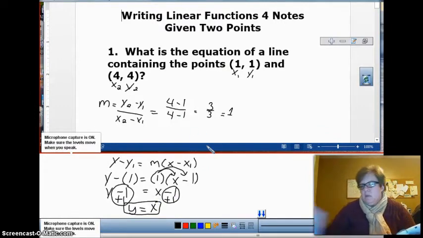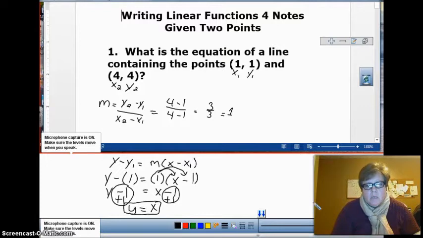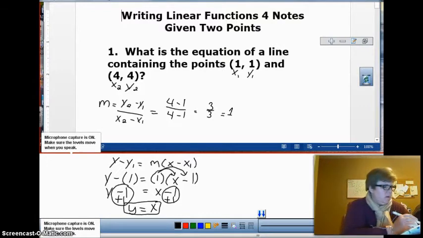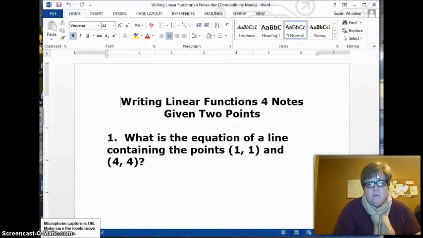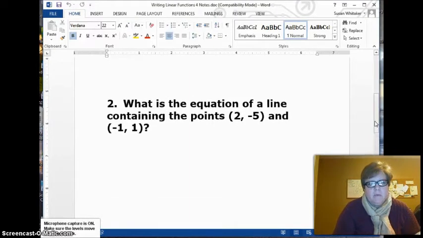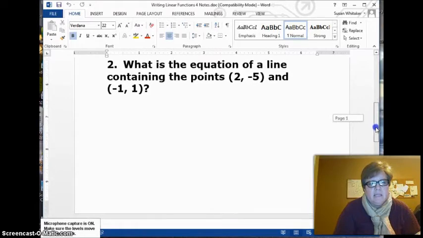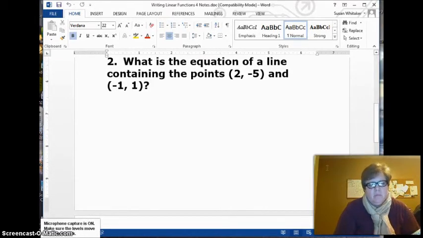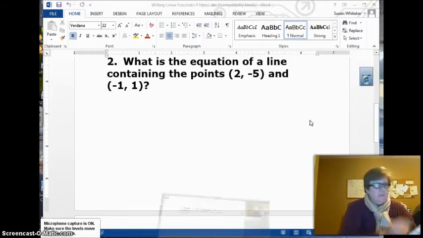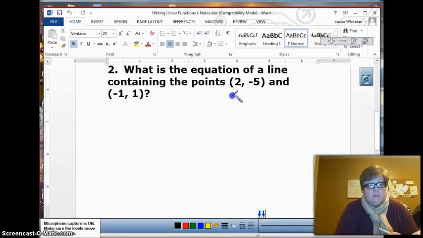All right, let's try something else. Let's see what else they got for us here. Okay, so go back here. Alright, so what is the equation of a line containing the points 2, negative 5, and negative 1, 1? Alright, I got this because still 2 points. So same idea as the last one. I'm going to label my 2 points, x1, y1, x2, y2. I'm going to use the slope formula.